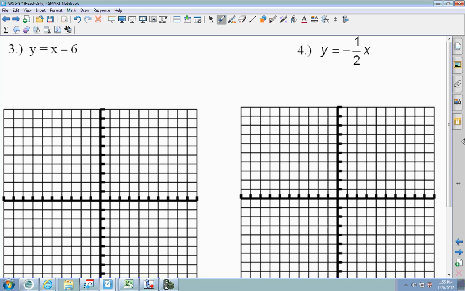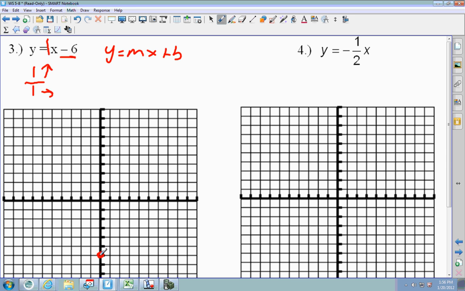Here's the next one. Plot the y-intercept, negative 6. 1, 2, 3, 4, 5, 6. The slope, now what is the slope? It's the number that's supposed to be in front of x. Remember y equals mx plus b. Well, there is a number there, it's just not written. It is a 1. So my slope is 1, and I have it over 1. It tells me to go up 1 and to the right one.